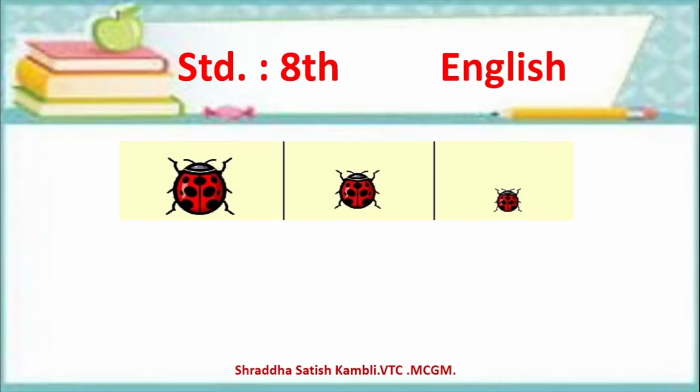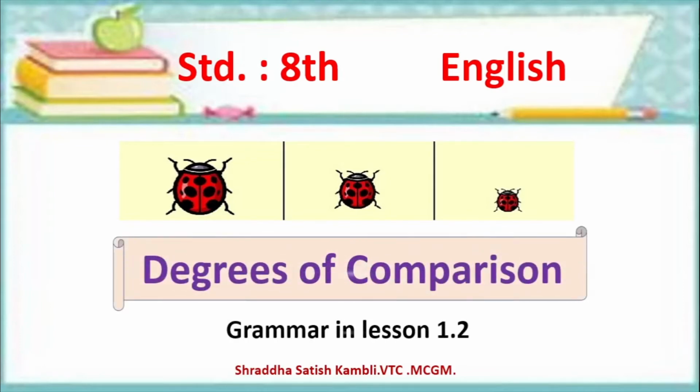Yes, we are going to talk about a very interesting grammar point today, and that is we're going to learn a lesson based on degrees of comparison. And this is a point from your lesson number 1.2, that is Dick Whittington and his cat. So let us talk about degrees of comparison in detail.